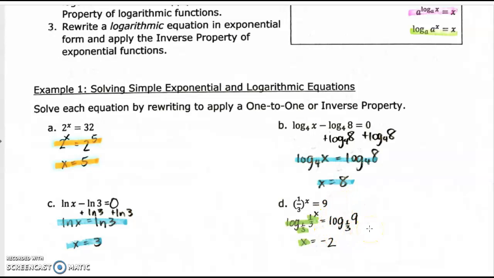This is something you can put in your calculator. Remember, if you use a Casio, you just need to use the change of base formula. Or if you use Desmos on your phones or something like that, you can just plug in whatever base you need.